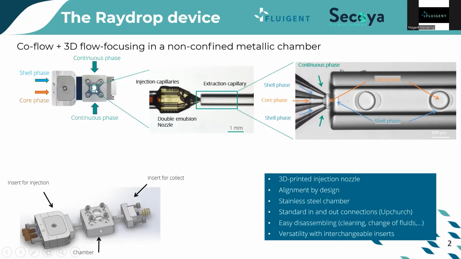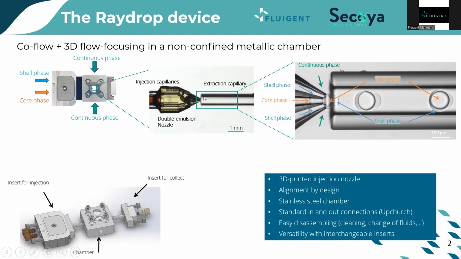And inside this chamber, you have two capillaries aligned. You can see that you have an injection capillary composed of a double emulsion nozzle, a big nozzle here, aligned in an extraction capillary. Those two capillaries are immersed in this chamber, which will be filled with the continuous phase. So the continuous phase is injected inside the chamber. We will regulate the flow rate of the continuous phase. And then we will also inject the core phase and the shell phase, which are redirected inside this double emulsion nozzle.